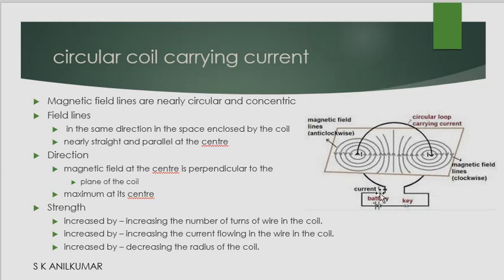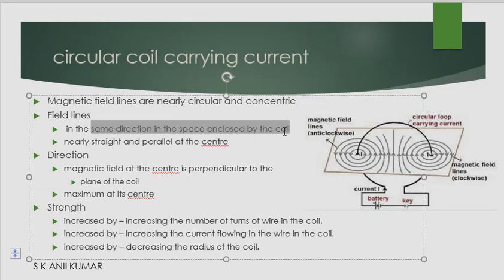This is the positive terminal of the battery. Current flows from here to here. When current flows like this, in this direction, we can assume it is clockwise. The magnetic fields are anti-clockwise. This is a circular loop or coil carrying current. Magnetic field lines are clockwise here, here it is anti-clockwise, here it is clockwise. Within the coil, it is in the same direction, the space enclosed by the coil.